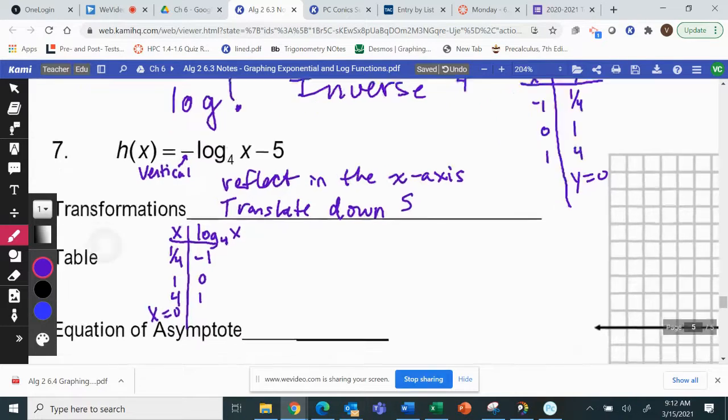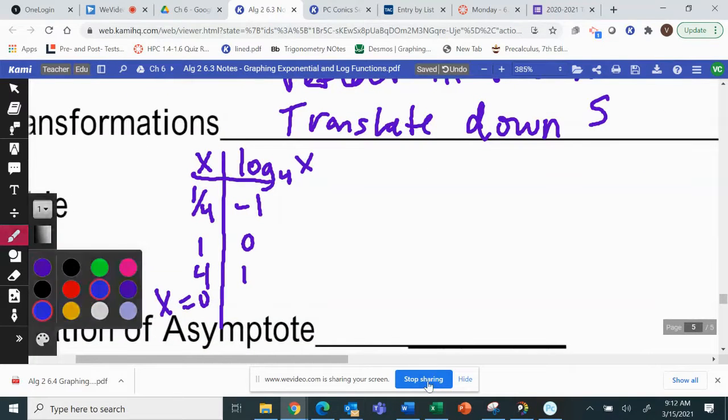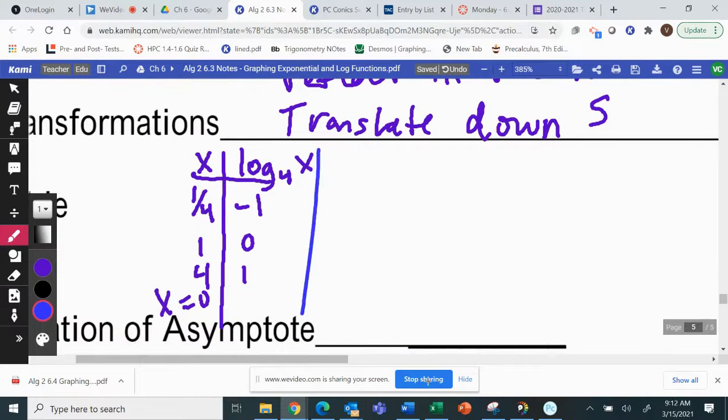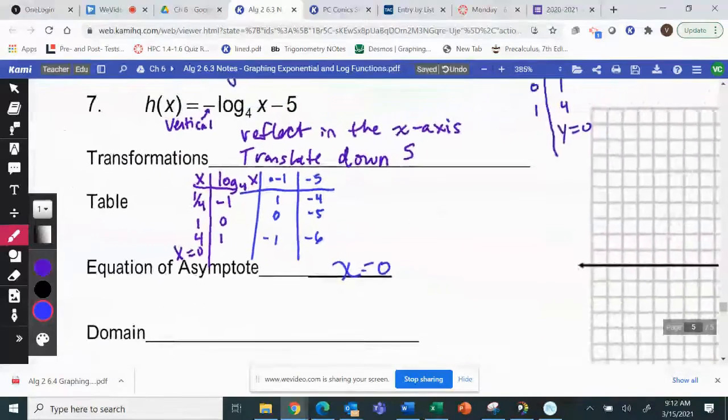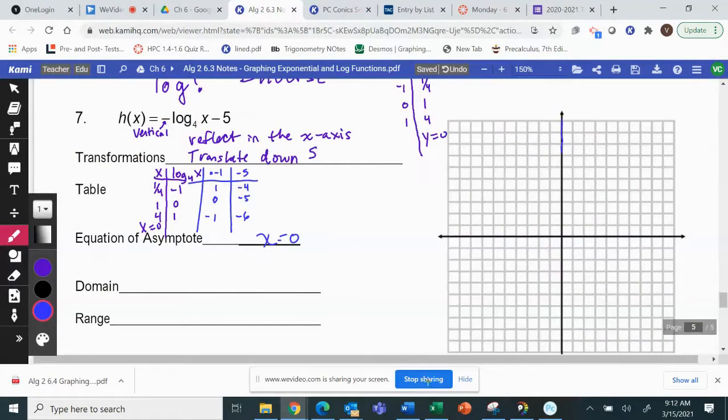So I'm going to do my transformations. And both of them are vertical, so I have to do the multiplication first. So multiply by -1. And that does not change my asymptote because my asymptote is on the x side. And then I'm going to subtract 5. That does not change my asymptote because my asymptote is on the x side. So my asymptote is still x equals 0.